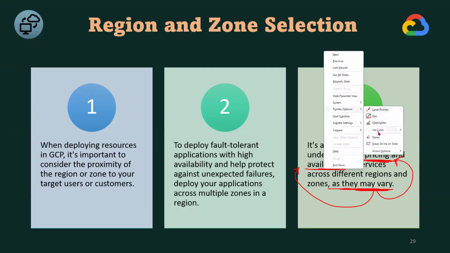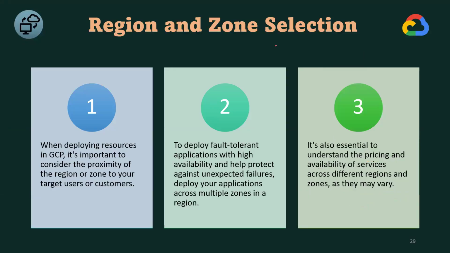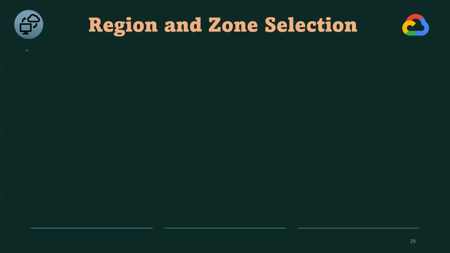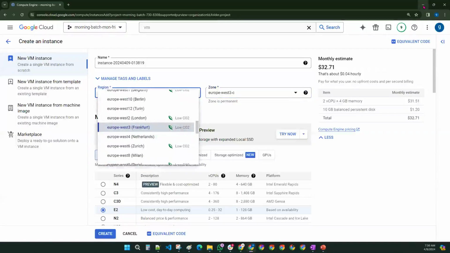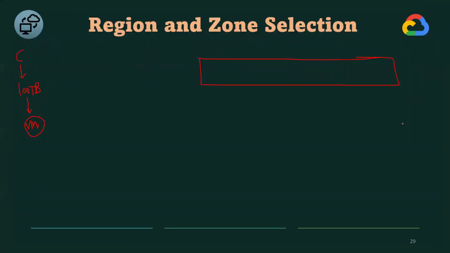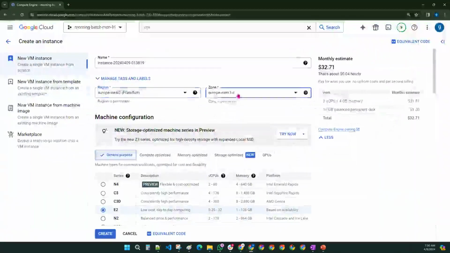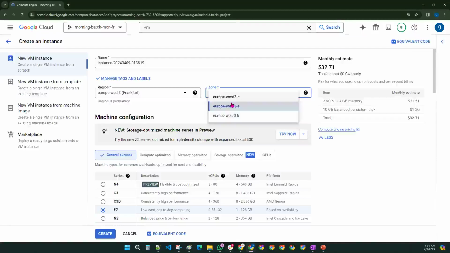Okay, very, very important point, guys. So whenever you want to create any resources, again our famous example: your client came to you and gave you 100 terabytes of data, and you wanted to store it in some VM. So what do you do? You come here, you select some region, and you select some zone. Only one zone you can select here, right?